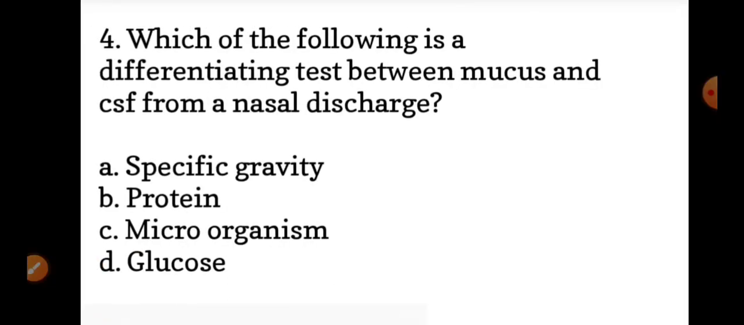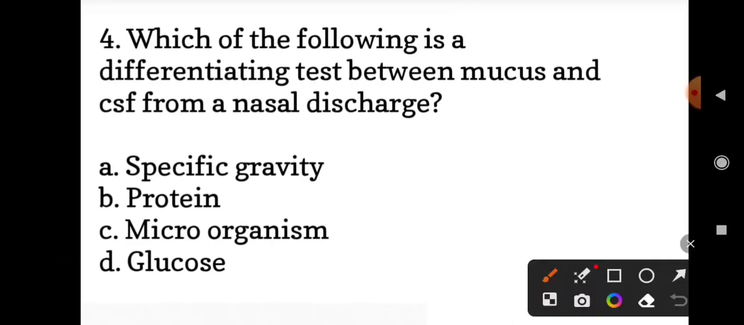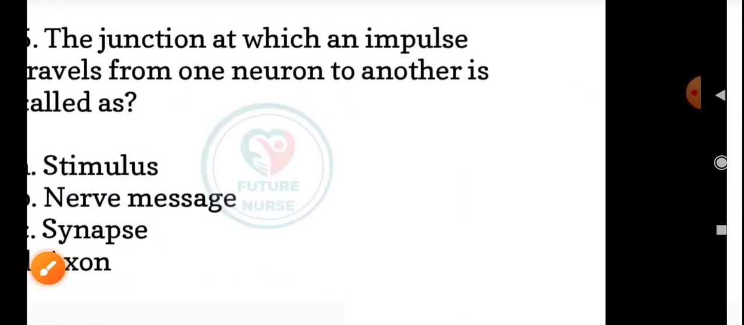Which of the following is a differentiating test between mucus and CSF from a nasal discharge? So they are asking the differentiating test between mucus and CSF. So the options are specific gravity, protein, microorganism and glucose. So the correct option is glucose. So move on to the next question.